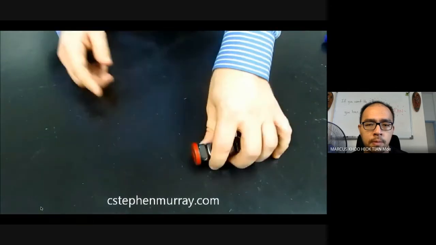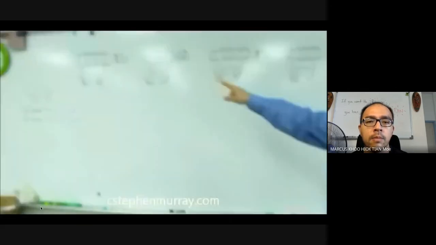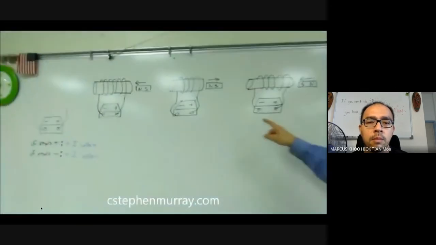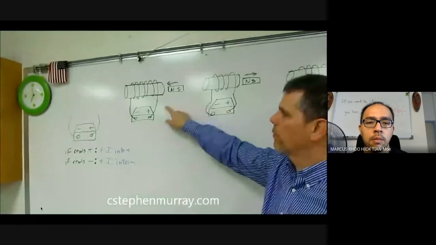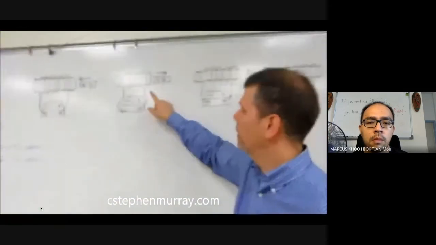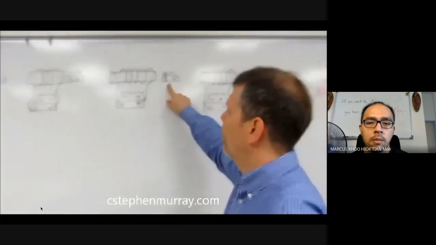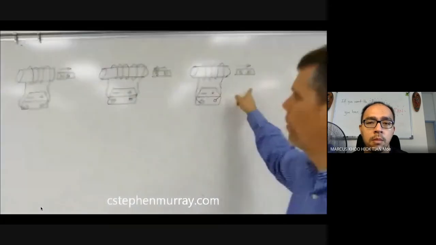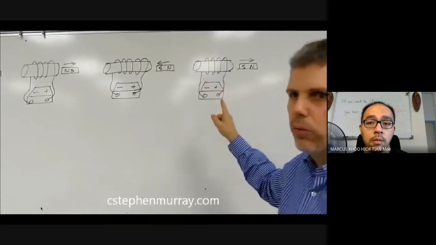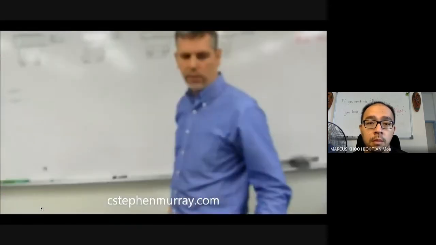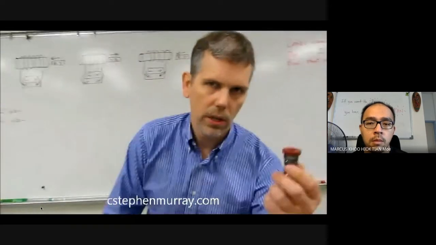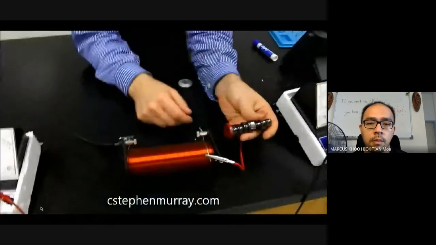Now, if we look up on the board, we have four situations that we're going to go over. We're going to put a north pole in, read the ammeter. We're going to pull the north pole out, read the ammeter, south pole in, read the ammeter, south pole out, etc. And then we're going to derive experimentally what Lenz's law tells us. So let's start off with the north pole in.